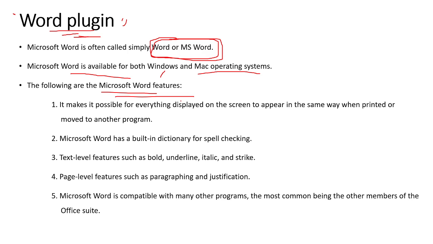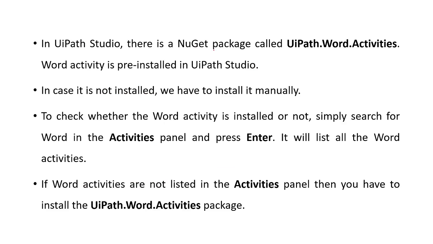You are familiar with the Word features, like the inbuilt dictionary which will check the spelling, and you can make the text bold, underline, italic, strike, and you can align the page content, right? I won't go in depth about this. These are some of the features that you will get with Microsoft Word. If you want to use the Microsoft Word activities, then you need to make sure that the Word set of activities has been installed or configured in the UiPath Studio which you are using.